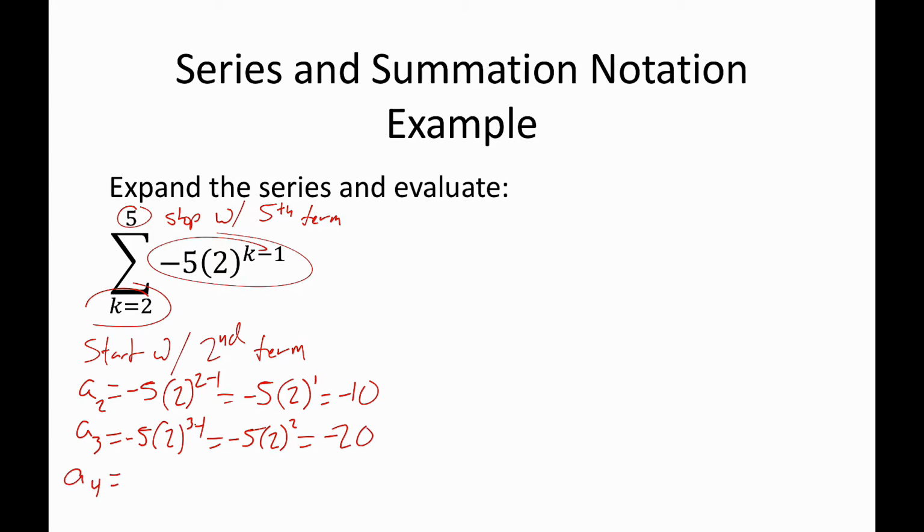A sub 4 is negative 5 times 2 to the 4 minus 1, or negative 5 times 2 to the third. 2 to the third is 8, so negative 5 times 8 is negative 40. Last term, we got to find a sub 5. We got negative 5 times 2 to the 5 minus 1, so negative 5 times 2 to the fourth. Well, 2 to the fourth is 16. Negative 5 times 16 is negative 80. So we found all 5 terms. That's the part that we're doing for the expand portion. The expand really just means find all the terms.